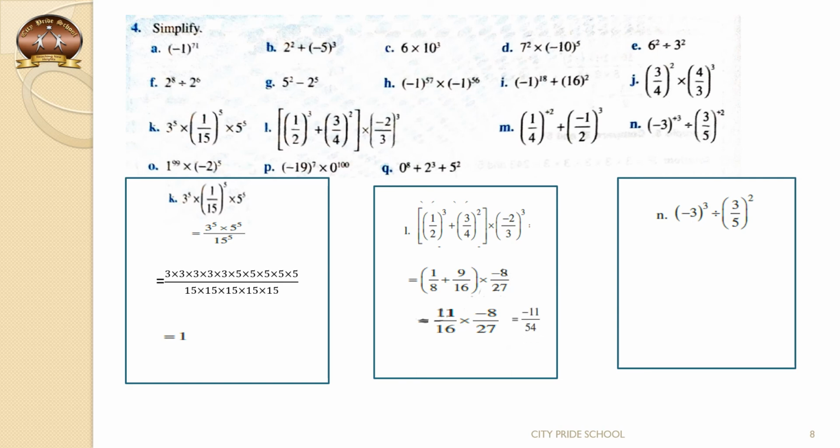Let us come to N1. It reads as minus 3 whole cube divided by 3 by 5 whole square. So minus 3 whole cube is minus 27 and 3 by 5 whole square is equal to 9 by 25. So when I take the reciprocal of that, it becomes minus 27 into 25 by 9. So the answer is minus 75.